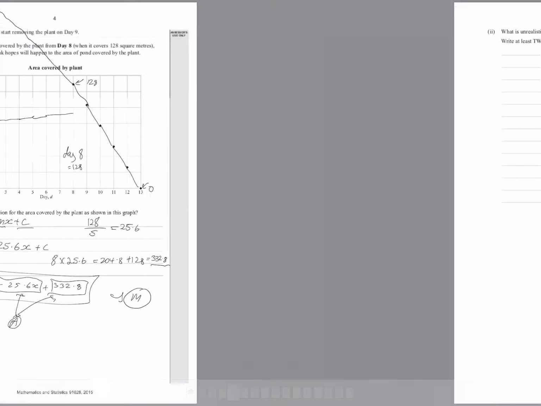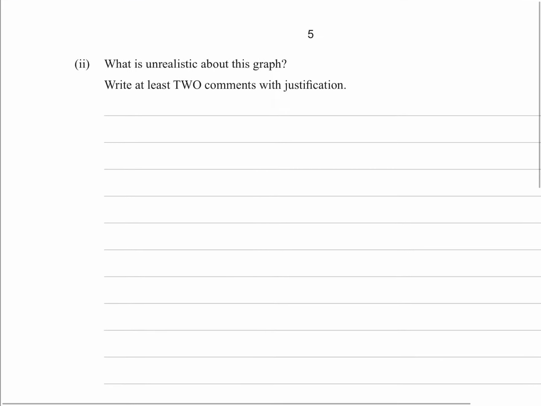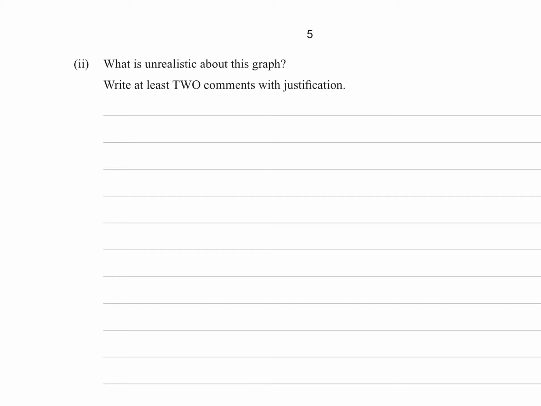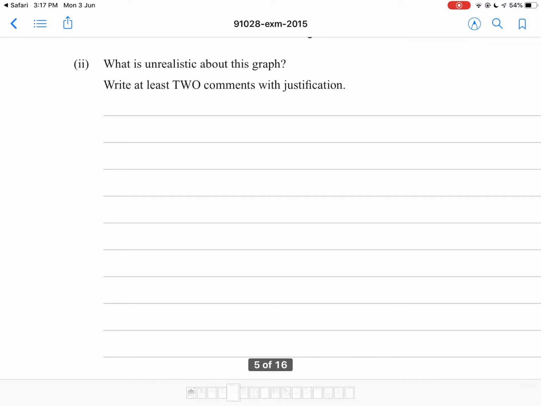Alright, next question. What is unrealistic about this graph? Write at least 2 comments of justifications. Okay, so what is unrealistic? Remember back in the first question, the graph area was doubling each day. So when Hank draws this graph and says he's going to remove the plant, he doesn't consider the fact that the plant's going to grow back.